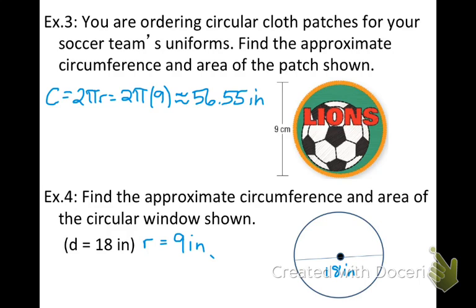And the area of the circular window, pi r squared, which is going to be pi times 9 squared, is approximately 254.47 inches squared.